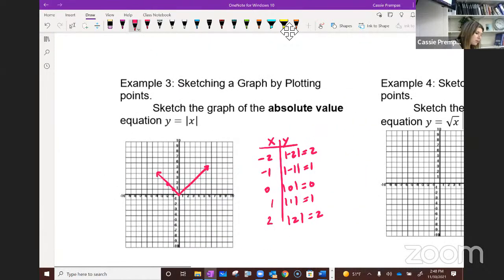Okay, the key for the absolute value graph is the graph is going to create a V shape. It could be facing up. It could be facing upside down.